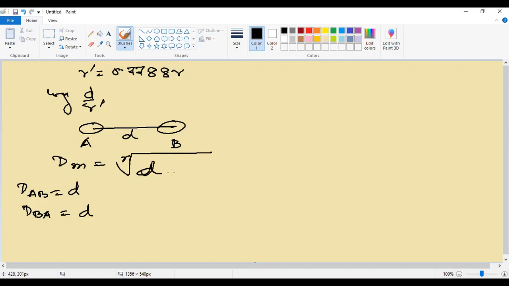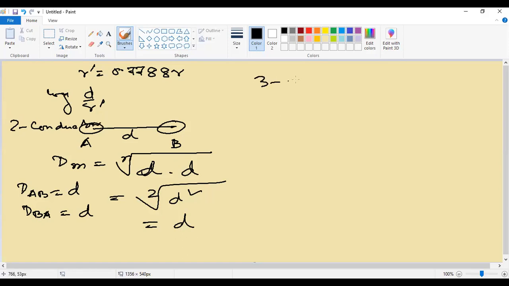Two distances here. Now n is what? In this case it is 2. So that is basically the square root of d squared, which means their DM is d. Is it clear? Yes, sir. This is for the two conductor system.